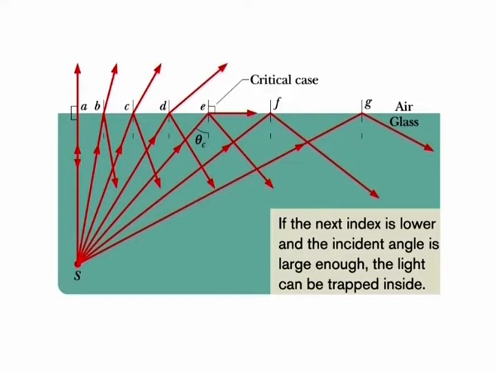The angle of incidence giving this situation is called the critical angle theta c. For angles of incidence larger than theta c, such as for rays F and G, there is no refracted ray and all the light is reflected. This effect is called total internal reflection because all the light remains inside the glass.